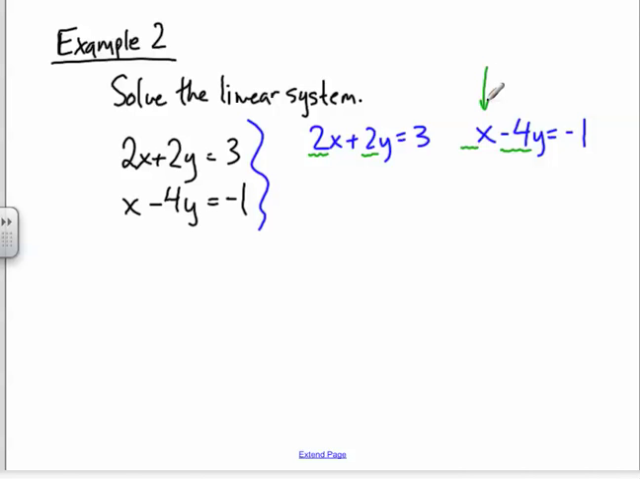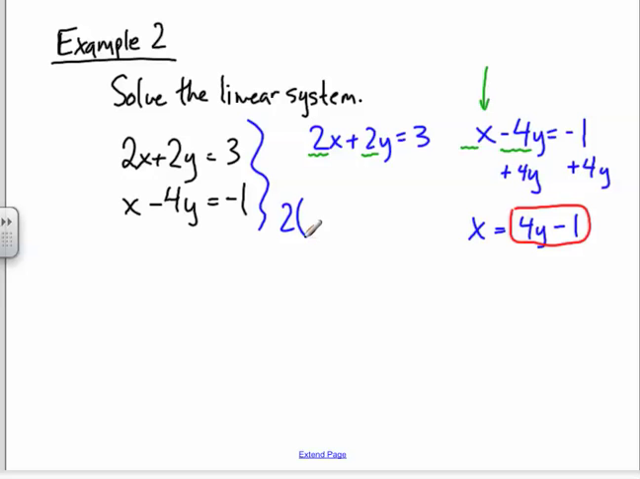So what I'm going to do is add 4y to both sides, right? And I'm going to get x is equal to 4y minus 1. Okay, now that is what x equals, 4y minus 1. So when I rewrite my other equation, I'm going to do 2, but not times x, but times what x equals. x equals 4y minus 1, plus 2y equals 3.